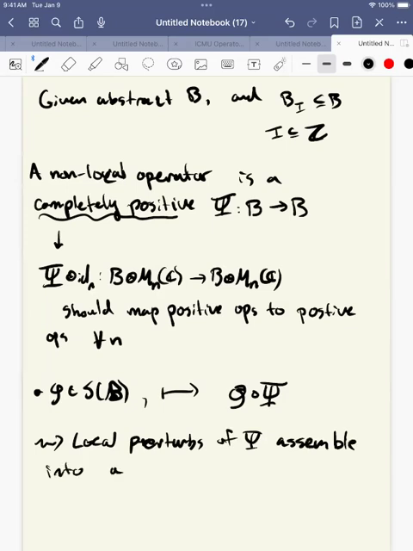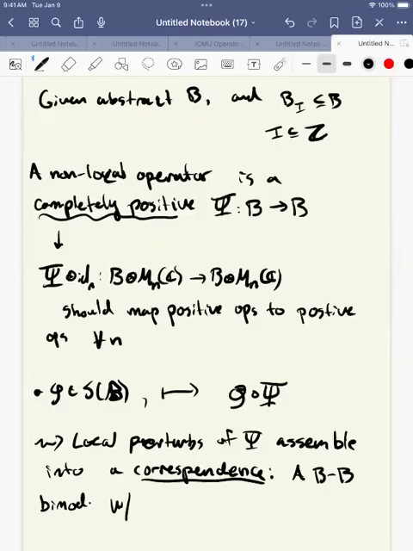It's what's called a correspondence, the official term in the math literature, but a little bit more informally, it's a BB bimodule. So literally a bimodule over the algebra B, with a B-valued inner product. So it has an inner product like a Hilbert space, except the value of the inner product is in the algebra B. So let me explain how this works.